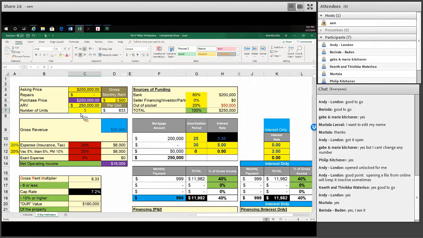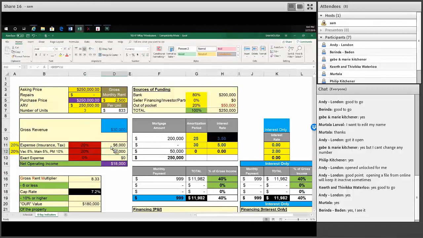Pretty simple, right? Asking price, which is going to be the purchase price initially, the monthly gross rent, and the number of units. The rest of the sheet will calculate it for you, and then we'll get into the financing, sourcing your funding. Once we get that information, if we have no other information, we're going to make some assumptions. The first assumption is that expenses of insurance and taxes are going to run us about 20% of the gross rent. So we're going to charge ourselves 20% of this.